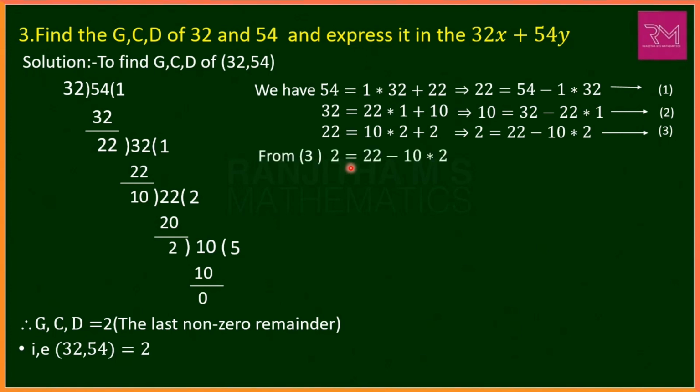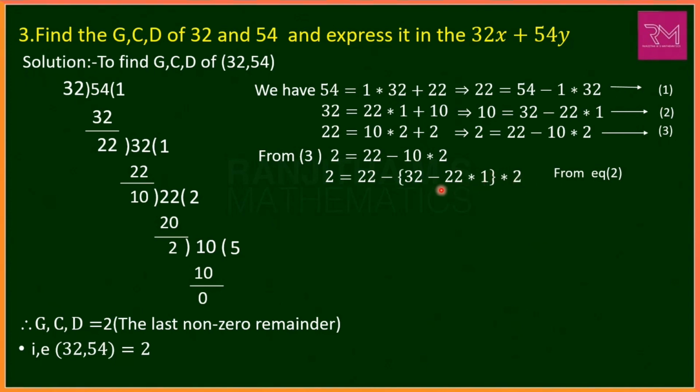Next step, you have to take equation number 3, that is the last equation, 2 equals 22 minus 10 into 2. Next step, we have to apply equation 2, equation 1 and continue the procedure. Here in the place of 10 we can substitute from equation 2, that is 2 equals 22 minus, here 10 is 32 minus 22 into 1, into 2.